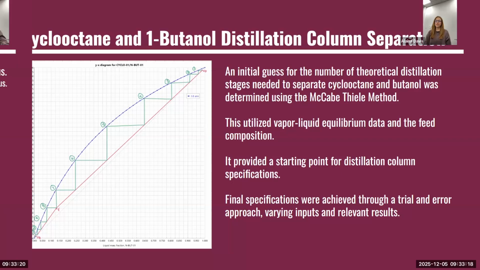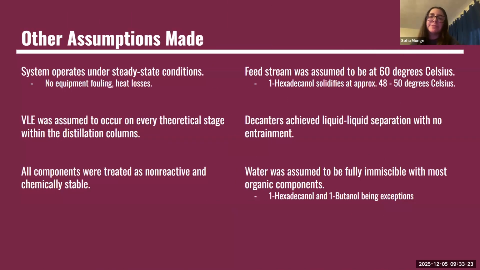our product purity requirements. It is important to discuss other assumptions we made in our design. The main one being that our feed stream enters our first decanter at 60 degrees Celsius. We know that 1-hexadecanol solidifies at temperatures below 50 degrees Celsius, so that's why we made this assumption. In addition to that, we assume that our system operates at steady state conditions, all of our components are non-reactive, and water is fully immiscible in most of our organic components, except for 1-hexadecanol and 1-butanol.